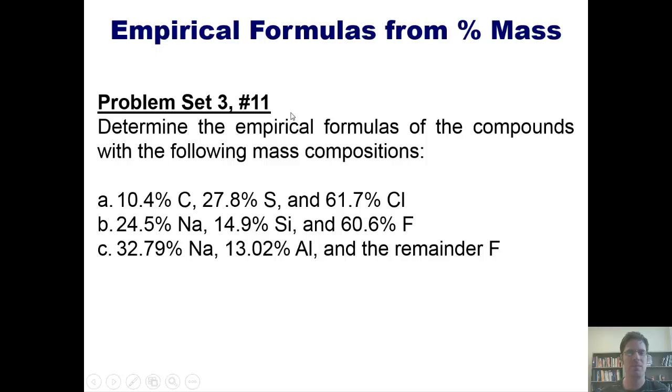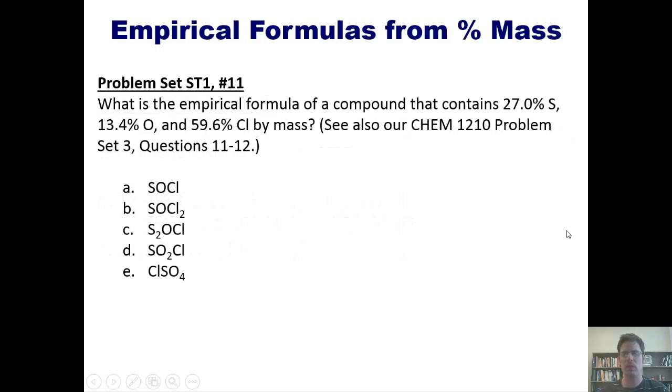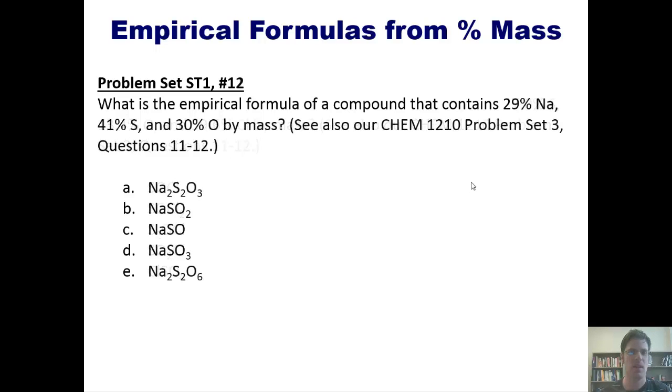Next, determine the empirical formulas of the compounds with the following mass compositions. Next, what is the empirical formula of a compound that contains 27% sulfur, 13.4% oxygen, and 59.6% chlorine by mass? Next, what is the empirical formula of a compound that contains this percent of sodium, this percent of sulfur, and this percent of oxygen by mass?